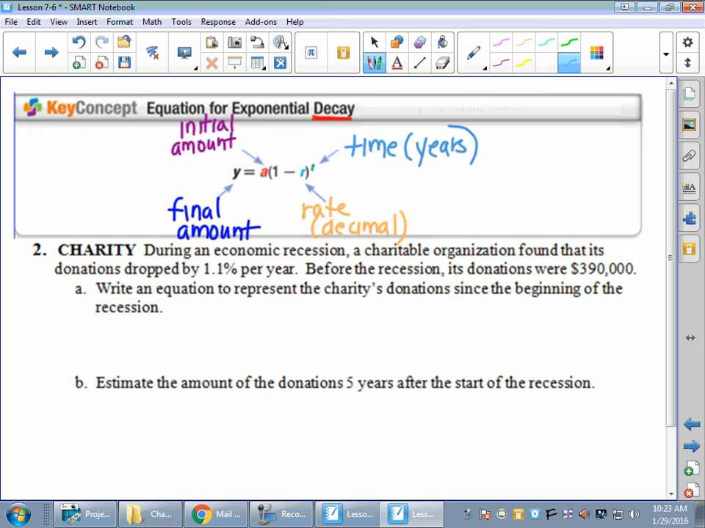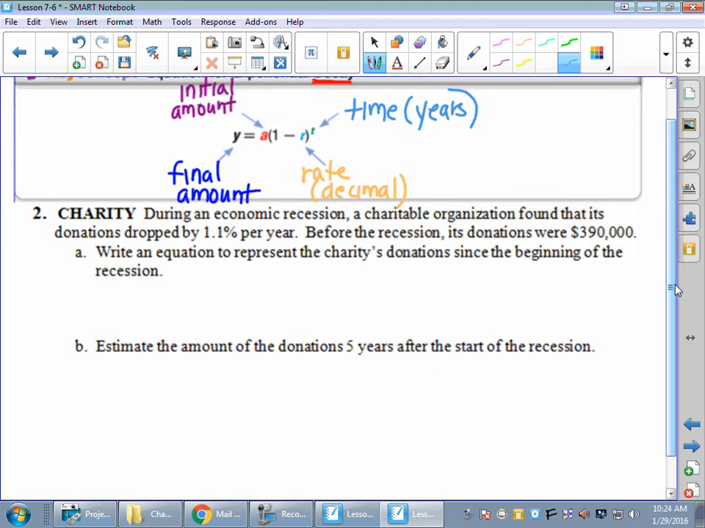So the second problem is about charity. During an economic recession, times are going bad, and people are losing jobs and money. A charitable organization found that its donations dropped by 1.1% per year. Before the recession, its donations were $390,000. This is going to break down just like the last one.